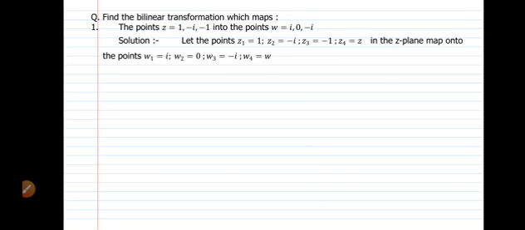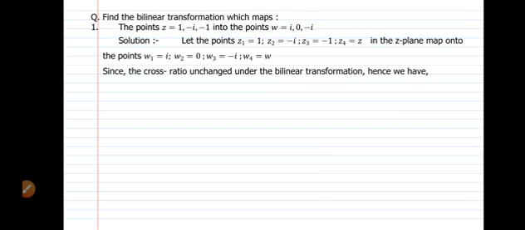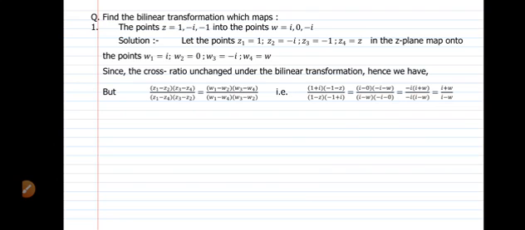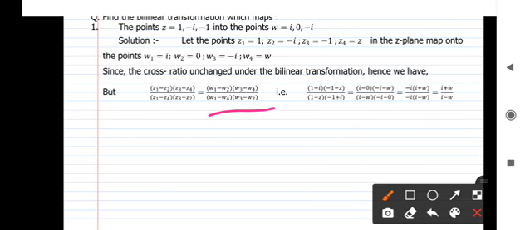The same procedure we have to do in the w plane. So consider the given 3 points as w1, w2, w3 and one more point w4 as a general point w. Since the cross ratio is unchanged under the bilinear transformation, we can write (z1 minus z2)(z3 minus z4) divided by (z1 minus z4)(z3 minus z2) equal to (w1 minus w2)(w3 minus w4) divided by (w1 minus w4)(w3 minus w2).